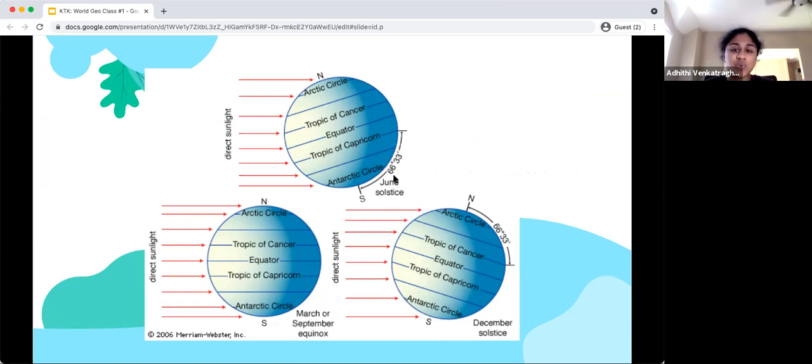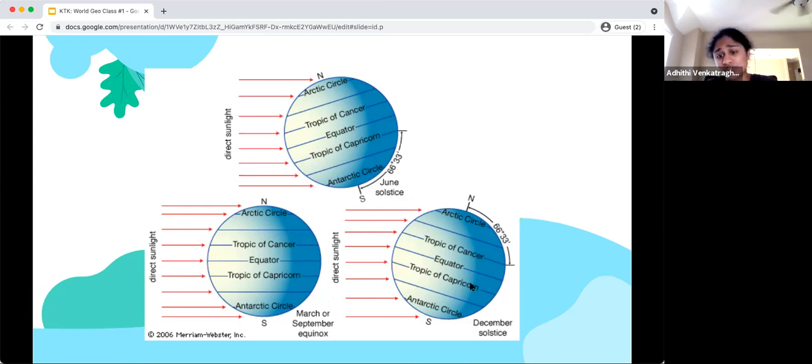So these tropics are going to be at 66.33 degrees from the equator north and from the equator south. And we can see in the diagram, this is specified as the June solstice. So on the summer solstice, this is how the Earth looks. This is how much light is shining on the Tropic of Cancer and the equator, as well as the Tropic of Capricorn and the Arctic and Antarctic circles.